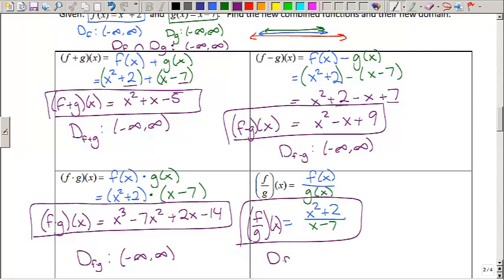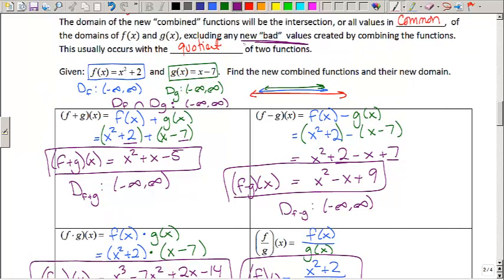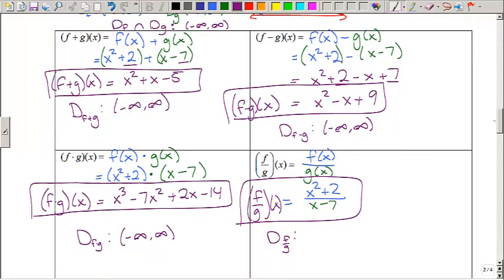The domain of f divided by g is equal to the intersection, which is all real numbers, but I have to exclude any new bad values. Remember, we talked about the new bad values created by combining the functions. Notice we mentioned that it usually happens with the quotient. When we look back at this problem, notice that I have created a new denominator that was not in my original f of x. It was not in my original g of x. It is a new problem area. So I have to find the domain by setting the denominator not equal to 0.